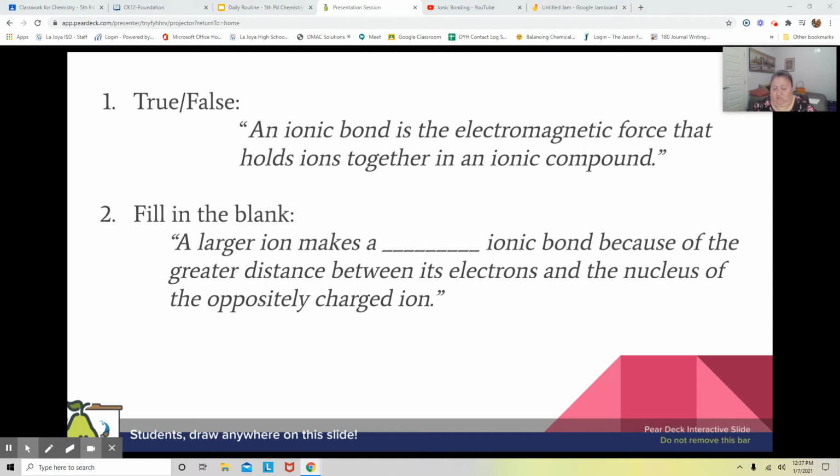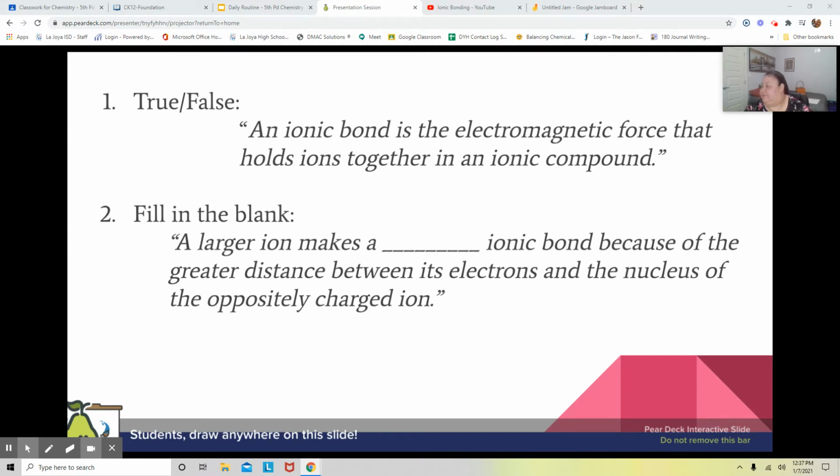All right. I put in some options in the chat. What do you think, people? What do you think? I've given you some options in the chat.